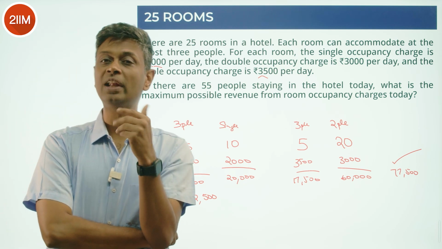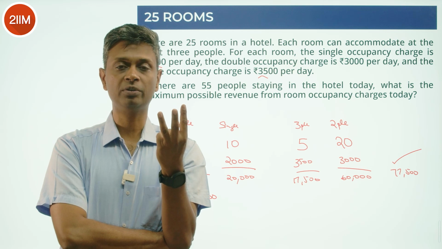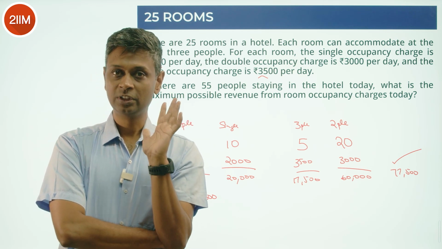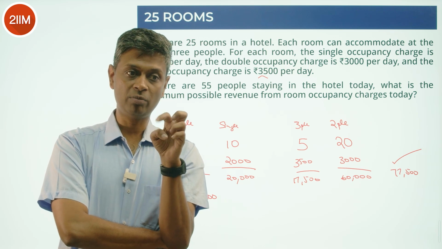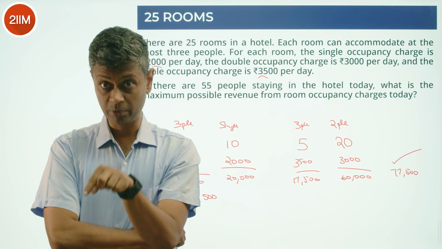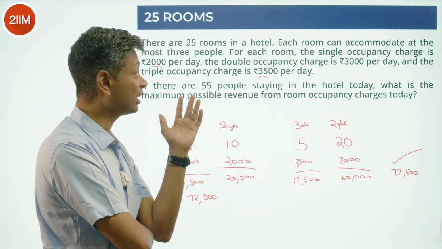remember, I cannot unilaterally optimize. I cannot say, look, I'll take a triple room, 1 room which has 3 occupancy, break it open and give 1, 1, 1. That's not possible. We cannot do it, because I have to keep all 25 rooms occupied. I have to accommodate all 55 people. That's an automatic constraint, so I cannot arbitrarily remove this.